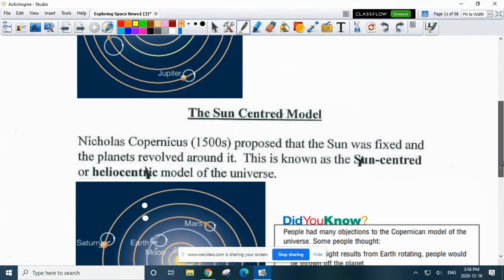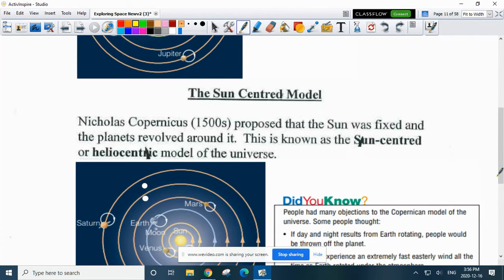Now, the sun-centered model was proposed by Nicholas Copernicus in the 1500s. And he said the sun was fixed and the planets revolved around it. This is known as the sun-centered or heliocentric model. Now, it's not the reason, but the sun is made of helium. So if you remember the sun is made of helium, it's easier to remember that the heliocentric model has the sun at the center of it. This was a good model, and he was only able to propose it.